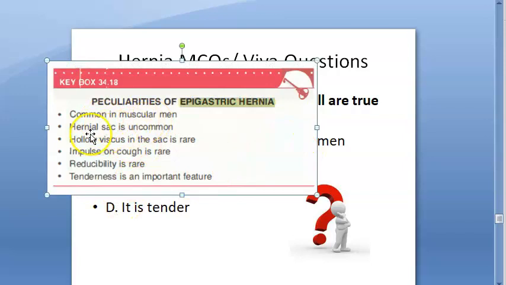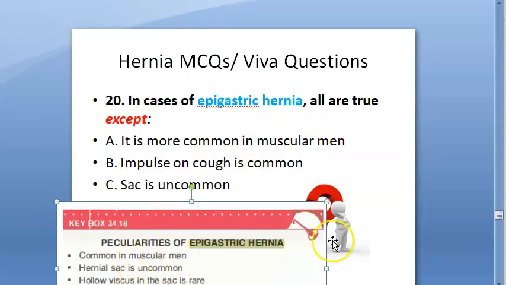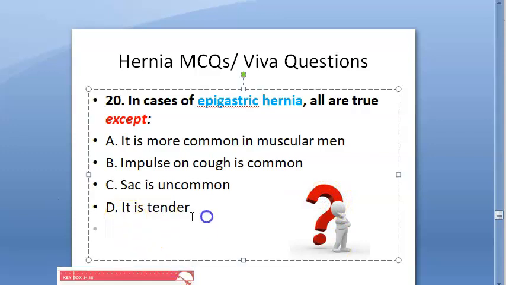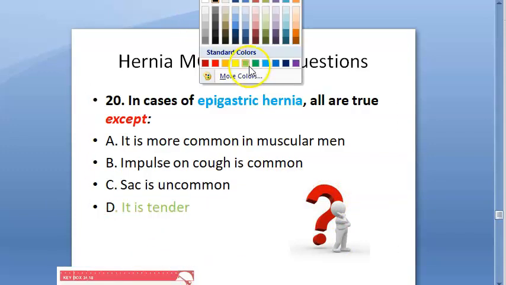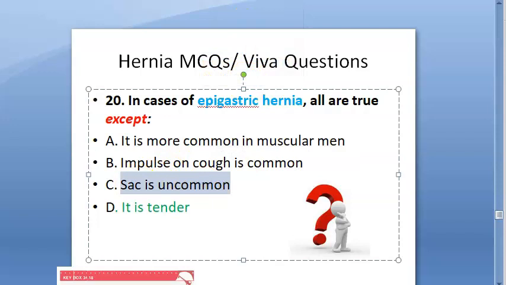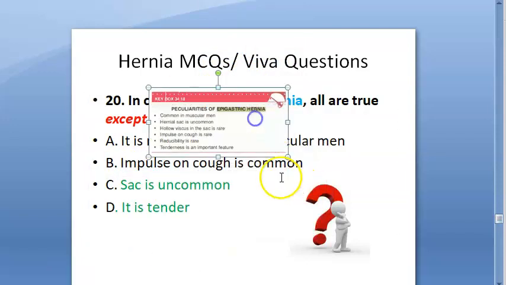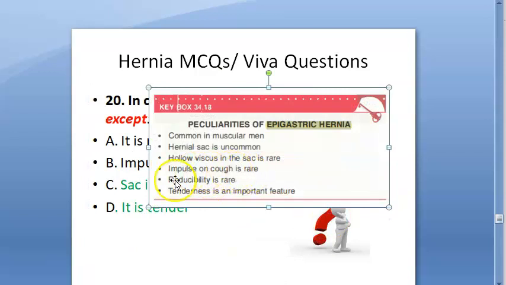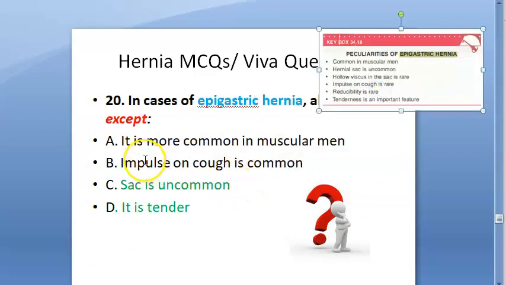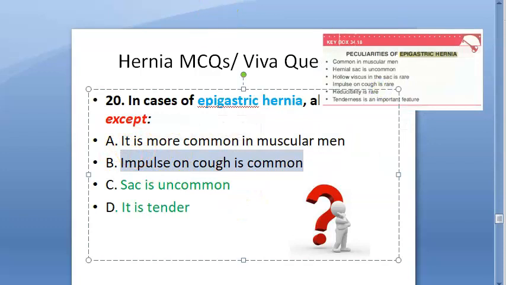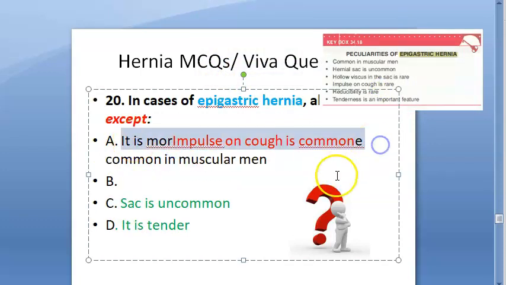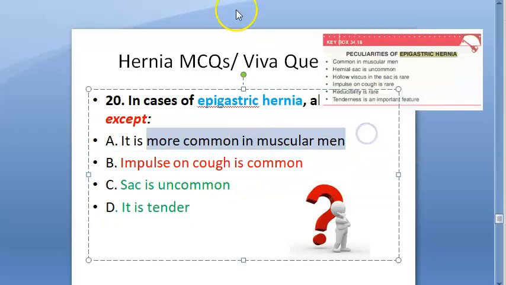It is common in muscular men. Hernial sac is uncommon. Hollow viscus in the sac is rare. Impulse on cough is rare. Reducibility is rare. Tenderness is an important feature. So with all this information, we can answer this. It is tender is correct. Sac is uncommon, we also saw. Impulse on cough is rare, so it doesn't happen. Impulse on cough is common is wrong. So it doesn't have impulse on cough. It's more common in men is correct.